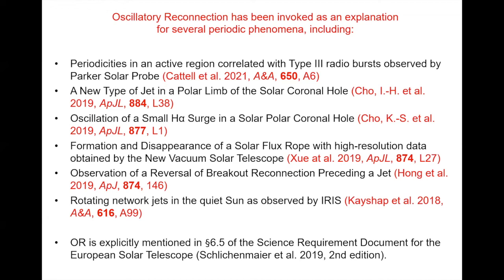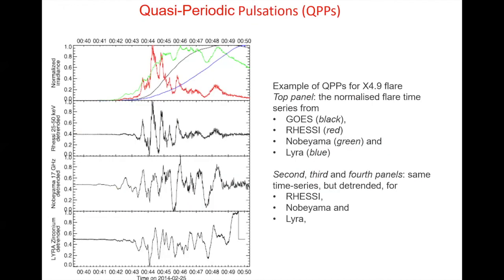And so oscillatory reconnection, essentially what I've described so far, is different investigations. And now we're starting to apply it to solar examples. So here are some examples there. But what I wanted to start to bring us to the end of the talk and talk about is relating it to quasi-periodic pulsations. Okay, so what are quasi-periodic pulsations?